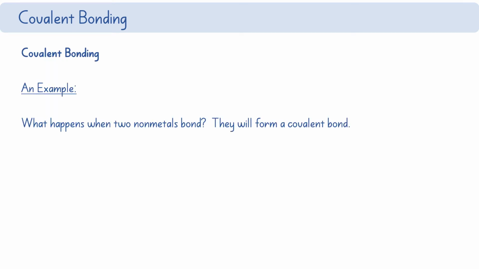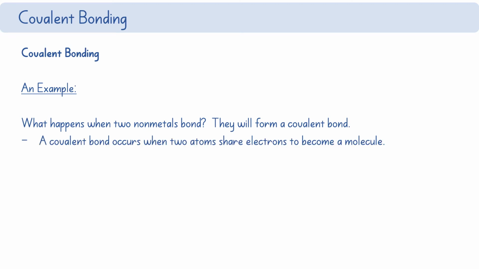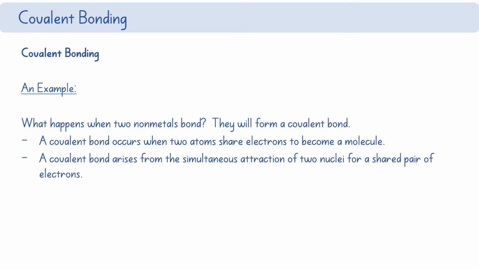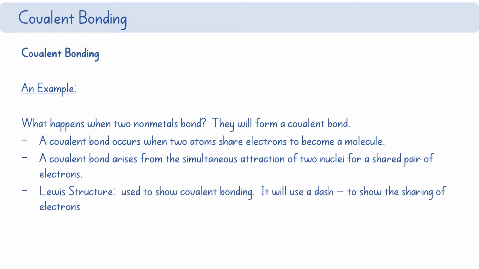Here is an example. What happens when two nonmetals bond? Well, they will form a covalent bond. A covalent bond occurs when two atoms share electrons to become a molecule. A covalent bond arises then from the simultaneous attraction of the two nuclei for the shared pair of electrons.